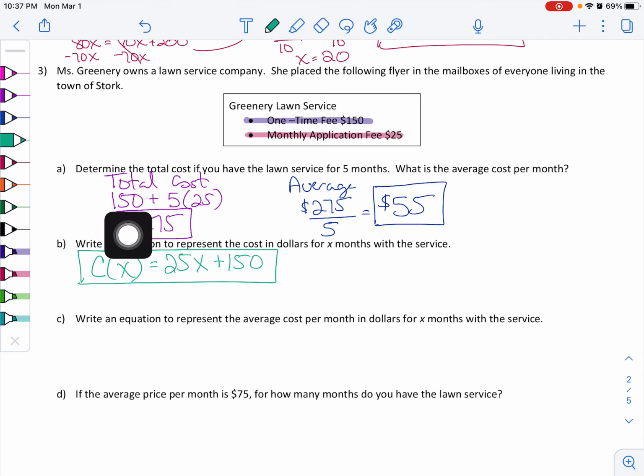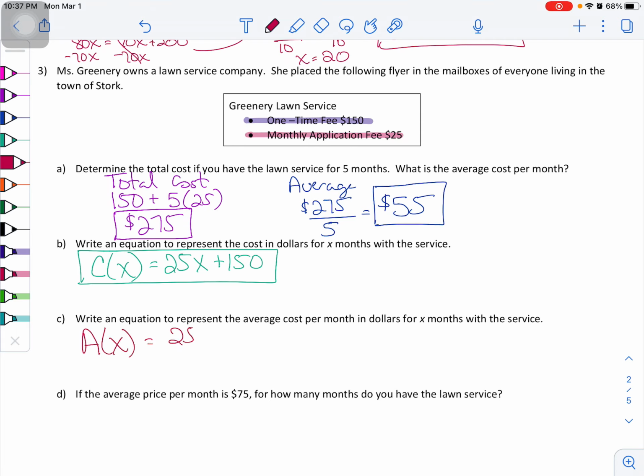Now, could you write down $150 plus 25X? Of course you could. That's actually what I did when I did the original total cost. I did $150 plus 5 months times 25. You could do something like that. It won't matter. As long as you have the 25X is positive and the plus 150 is positive, you're good.